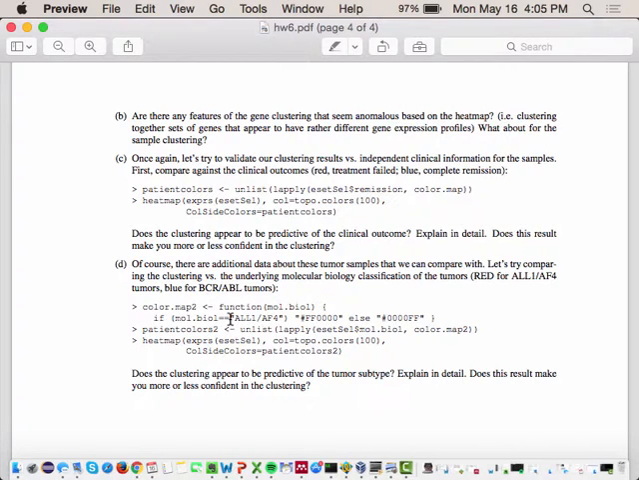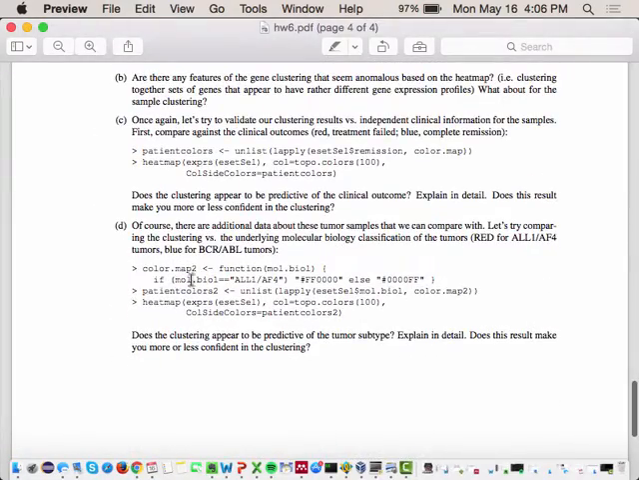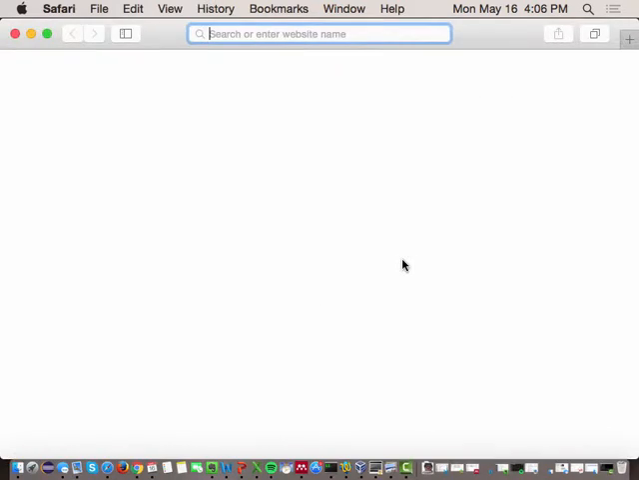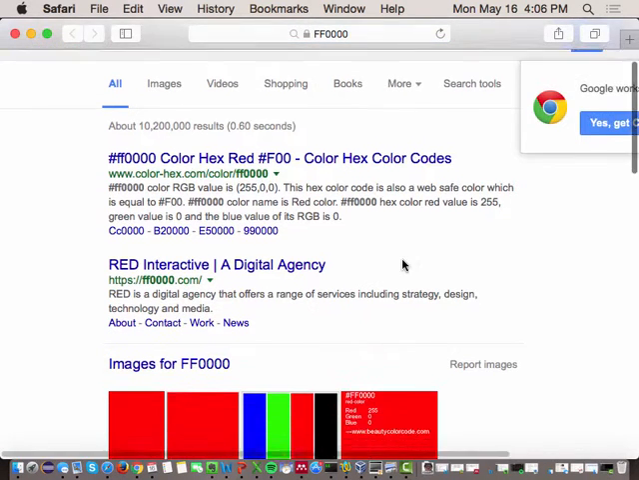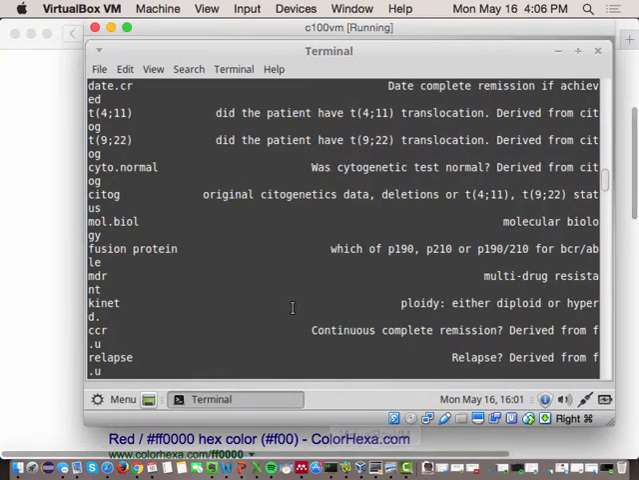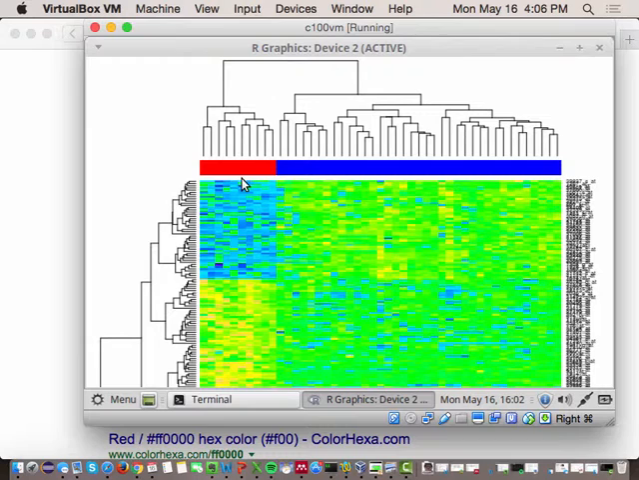So it says here on part D of question 4, if the type is ALL1/AF4, its color is whatever FF00 is, and if it's not, then it's the other one. And it doesn't really matter specifically which one is which. I think FF is red. So if it's a red box on the top of the heat map, that means it's the ALL thing. So I think this is the heat map that has it. So the red on the top column is what you're looking for when you look for your cluster.